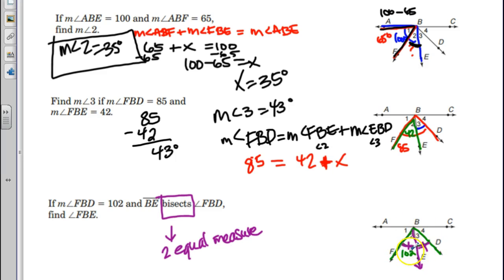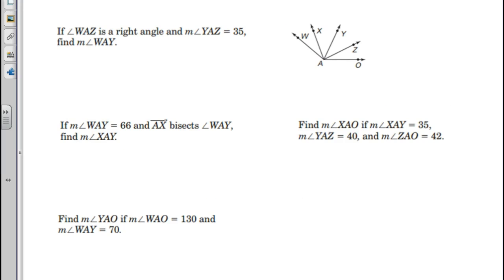Well, if these both are 102, then let's just split that bad boy in half. So 2 goes into 10 5 times. And then 2 goes into 2 1 time. So each one of those would be 51 degrees. 51 plus 51 is 102. So that checks. So the measure of angle FBE is 51 degrees. All right, good job. Let's keep going.